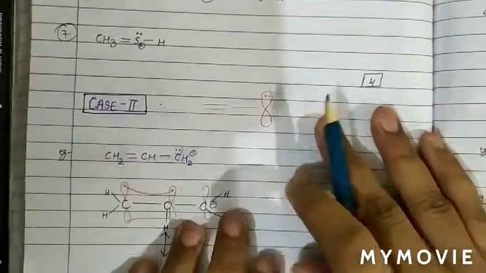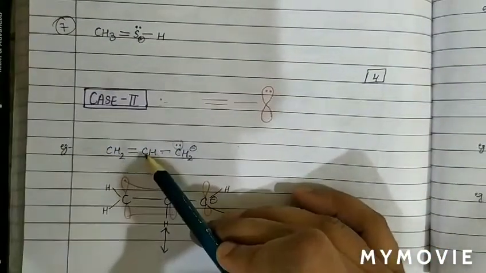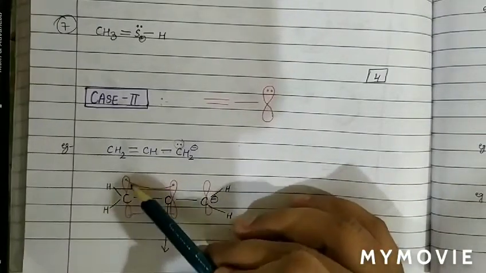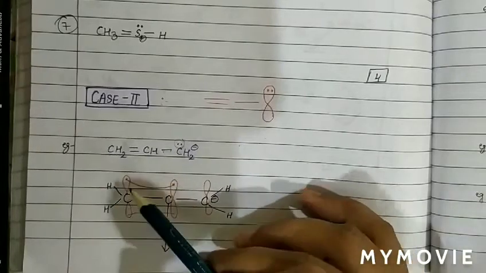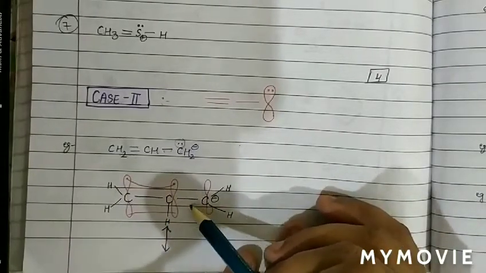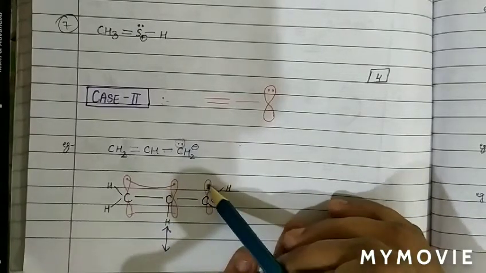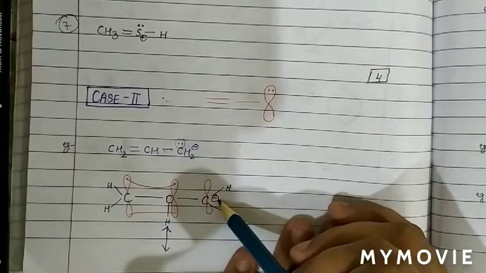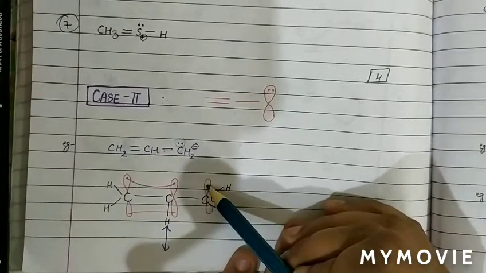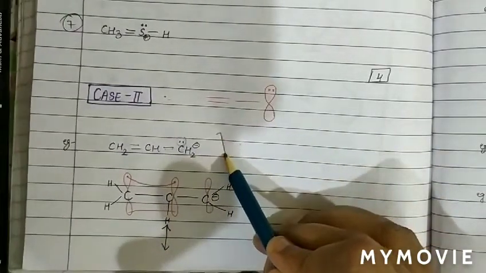Now we can see the orbital diagram of this. In the orbital diagram we can see the two parallel orbitals of carbon atoms forming a pi bond, then a sigma bond, and then the orbital of the carbon containing the lone pair of electrons or negative charge. The negative charge is due to the lone pair of electrons present on the carbon atom. So this kind of resonance is present.